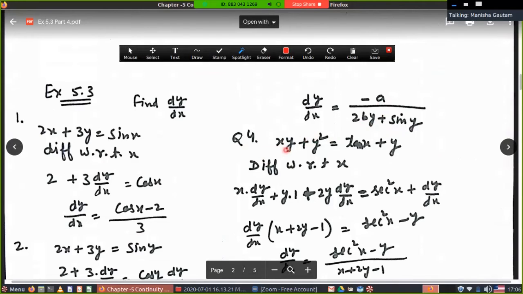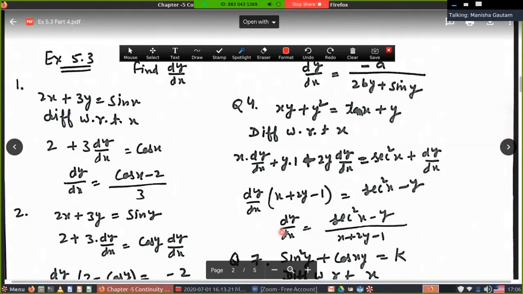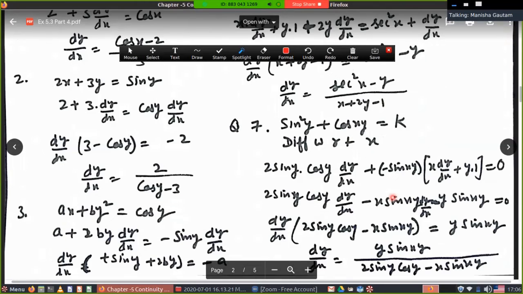Question number 4. xy plus y square is equal to tangent (x plus y). Now here x into y, the product rule will be applied. Take x as it is with the derivative of y, plus y as it is with the derivative of x. Plus y square means, first of all, you have to solve the power: 2y and dy/dx. Tangent means secant square (x plus y) times (1 plus dy/dx). Now collect the dy/dx terms to the left hand side and the terms without dy/dx to the right hand side, and you will get dy/dx.